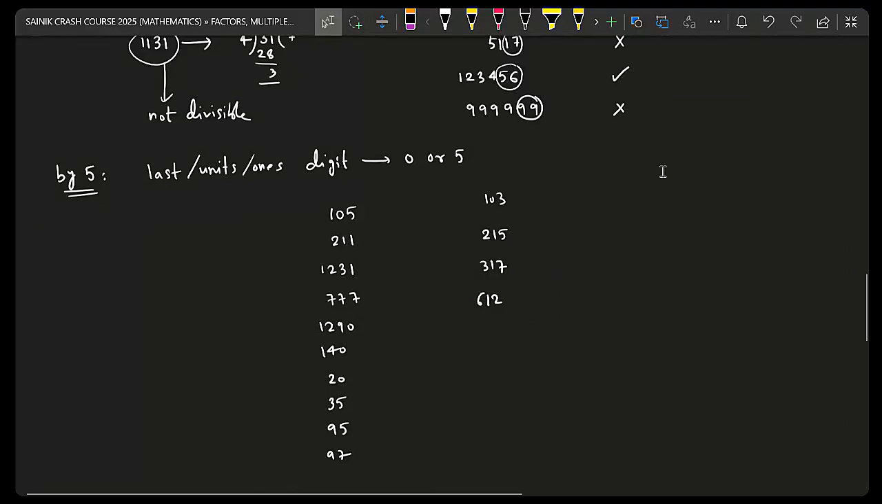Srivatso, are you there? Yes, sir. 105 is divisible by 5. Yes. What about 211? Sir, not divisible. Yes. Next, 1231. Sir, not divisible. 777, sir, not divisible. What about the next number?